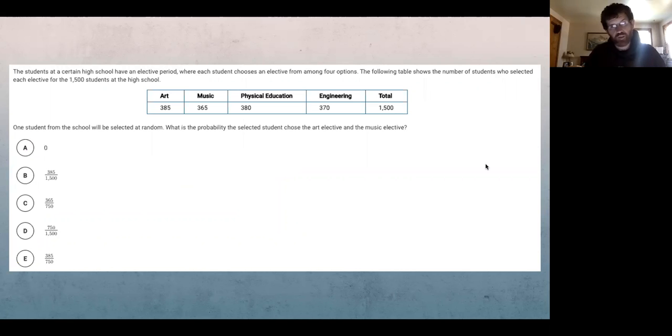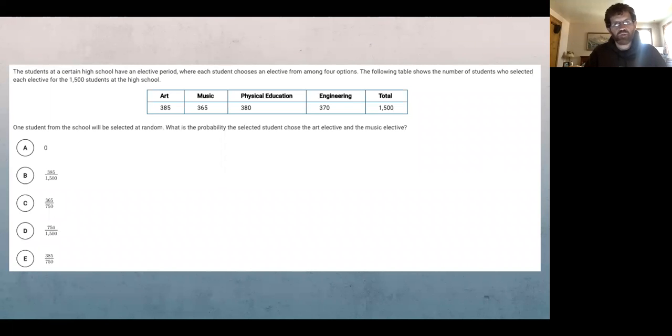These types of questions really throw people off. This is not a 2-way table, but it's a question on probability. Students at a certain high school have an elective period where each student chooses an elective from among 4 options. The following table shows the number of students who selected each elective for the 1,500 students at the high school. Okay, 1 student will be selected at random. What's the probability that the selected student chose the art elective and the music elective?